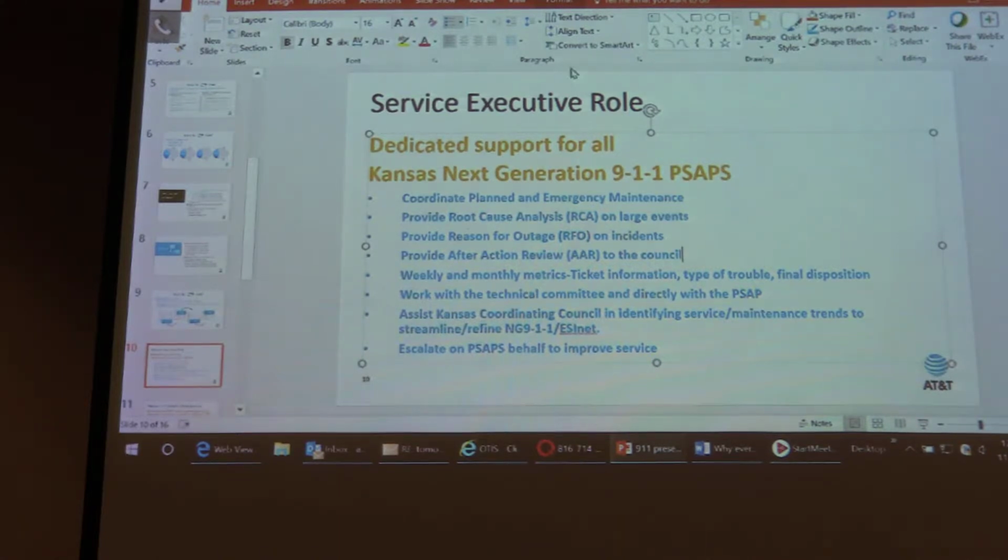Luckily, we haven't had to do a lot of weekly and monthly metric ticket information. Every ticket that you open with the Red Center will either result in a dispatch of a field tech, or it will result in another ticket that goes to the monitoring group that oversees or monitors your network. So I could actually have 2 tickets for one outage, depending on if it's network or CPE.